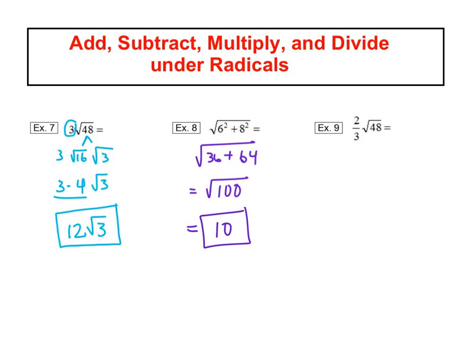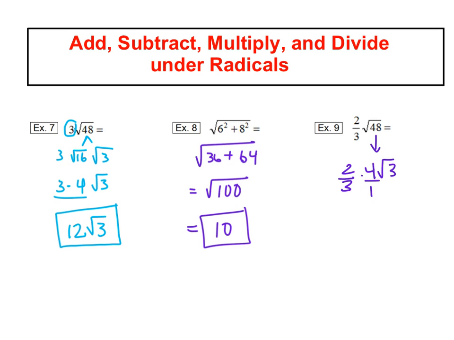All right, so next one, we have 2/3 times the square root of 48. Well, the square root of 48, we already simplified over here. We know it's 4 times the square root of 3 because you can break it down into 16 and 3. So I'm going to just say that's 4 square root of 3 because we already did the work before. And then we have 2/3 out front times 4 times the square root of 3.